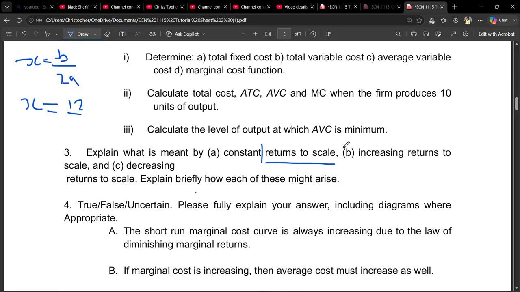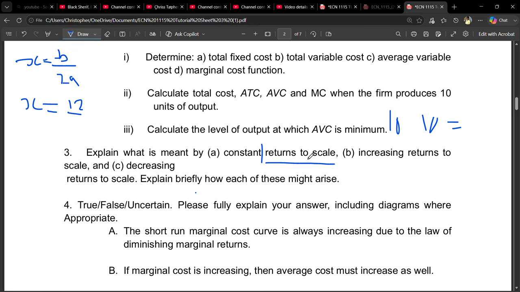So returns to scale is simply a time period when a firm would decide, since this is basically the long run, to double its inputs to see how its outputs respond to the doubling of those inputs. So they'll double labor, and they'll also double capital, to see how the output comes out.